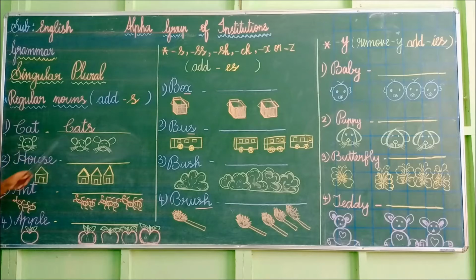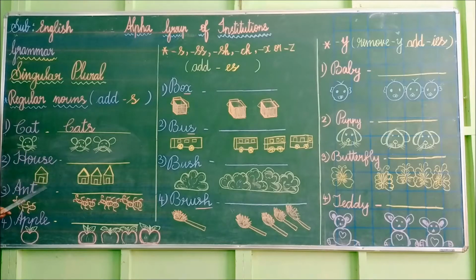You have to simply add s for the regular nouns. Regular nouns are nothing but nouns that do not change their spelling. You have to simply add s to the singular noun to change the singular into plural. So here the plural form of cat is cats.